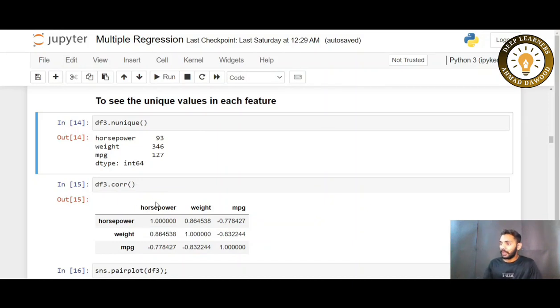By running this command, you have seen from here, when we look at the correlation of horsepower with miles per gallon, it's negative. Weight also has a negative correlation with miles per gallon. The horsepower has a strength of 0.77 and the weight has 0.83. Both have good strength with the target variable, and they are negatively correlated with the target variable.